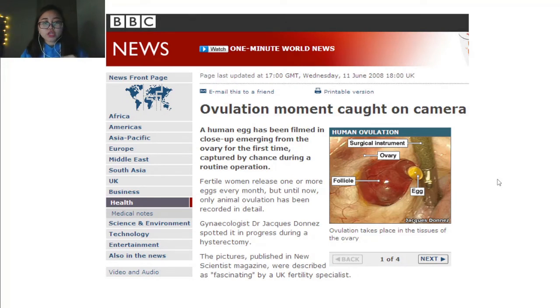And this is the ovulation moment caught on camera that I talked about earlier. It's when a secondary oocyte was filmed emerging from the ovary during an operation. Okay, ngam-ngam masa ni dia sedang buat operation. Ngam-ngam sampai di ovary, ternampak, terjumpa, jadi mereka ambil kesempatan untuk gambar. Okay. So as you can see here, the ovary is kind of like peach or skin color shape. And then the follicle is very red. The egg is yellow.